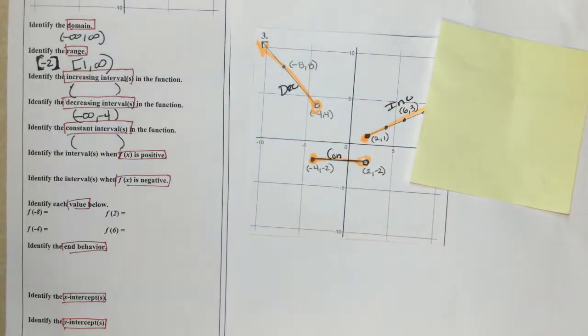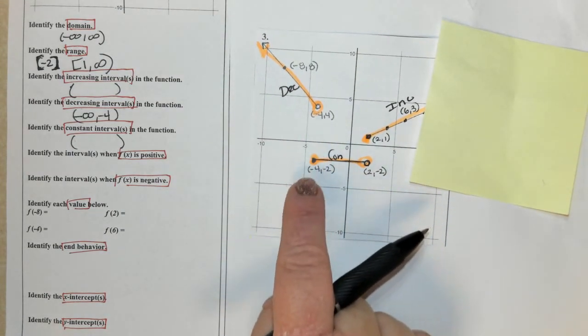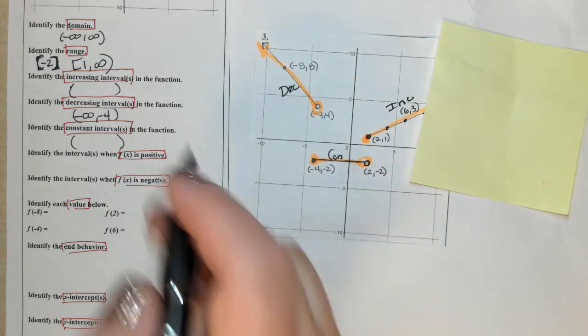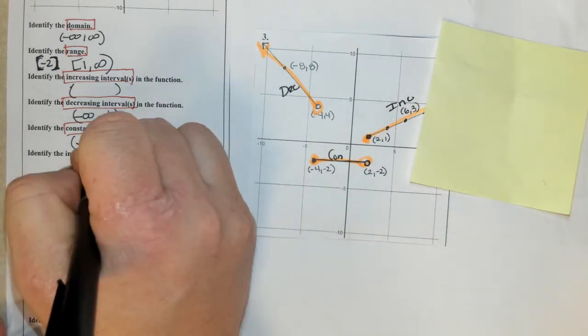-4. That's a tough part, like programming yourself to say x value. Okay, let's do this one. Constant. Okay, what x value does he start on the constant? And what x value does he stop on the constant?